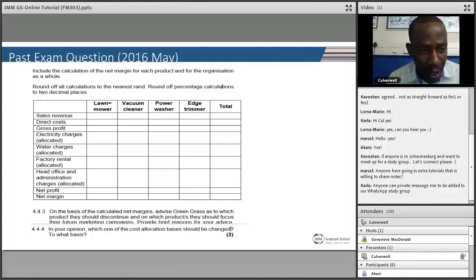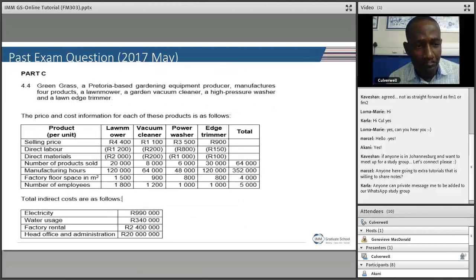I'll then move on to water charges, also for lawnmower and vacuum cleaner. For the water charges, we said we are going to use the number of employees. Remember we've already done the cost driver rate, so I know it was costing us 68 rands per employee. So how many employees do we have involved in the lawnmower production? There are 1,800 employees, each incurring 68 rands. I should get 124,400 towards my water charges for lawnmower.